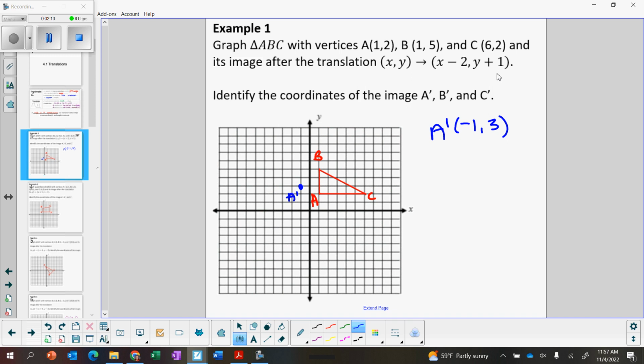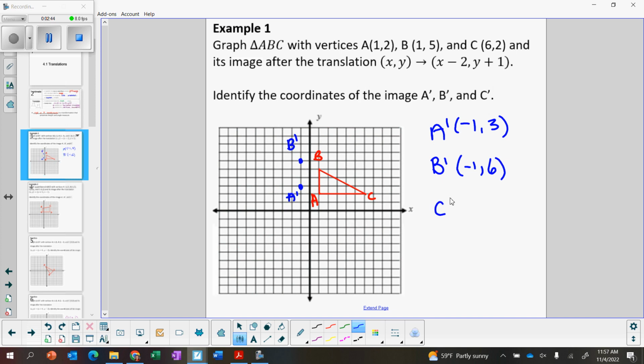We can also do this algebraically. So 1 minus 2, right? The x value is 1, the x is minus 2, so 1 minus 2 is negative 1. The y value is 2, we're doing 2 plus 1 is 3. So let's try the next two algebraically. So we're going to do positive 1 minus 2 is negative 1. Positive 5 plus 1 is 6. And that would put our point at negative 1, 6.